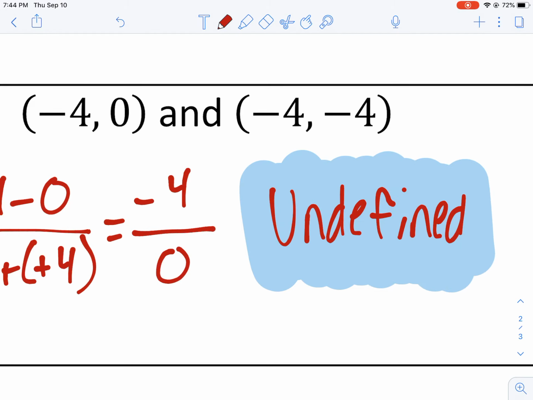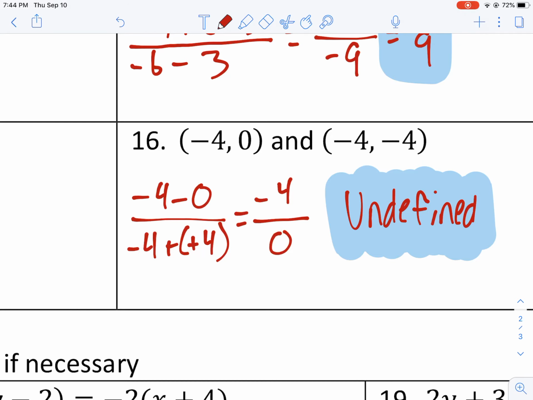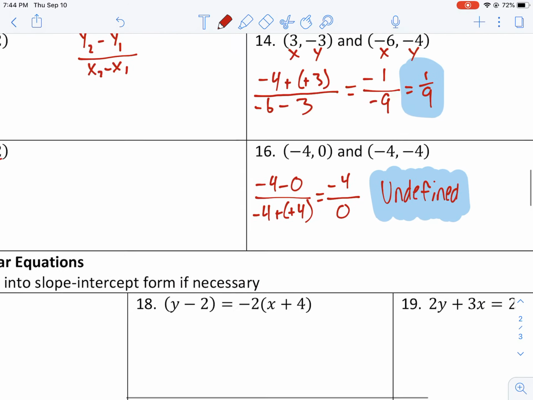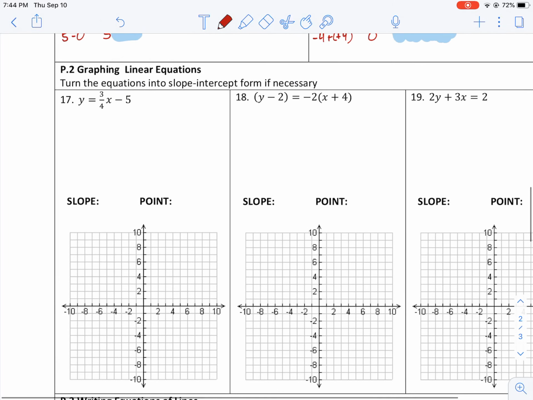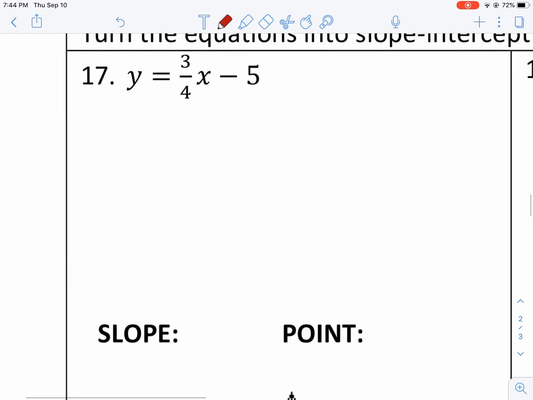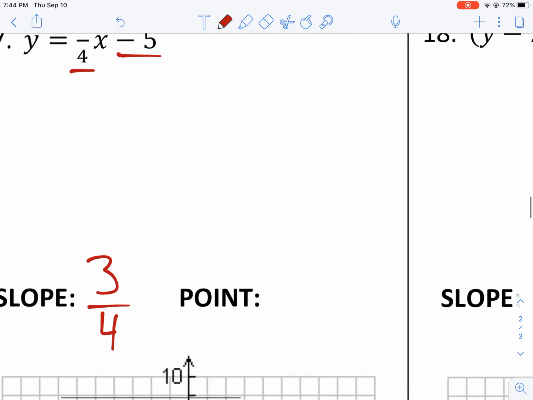It's an error. You can't divide by 0, so we have undefined. Next, graphing. We're going to do some graphing ones. The first one is in slope-intercept form. Our slope, that's our m value right in front of x, is 3/4.